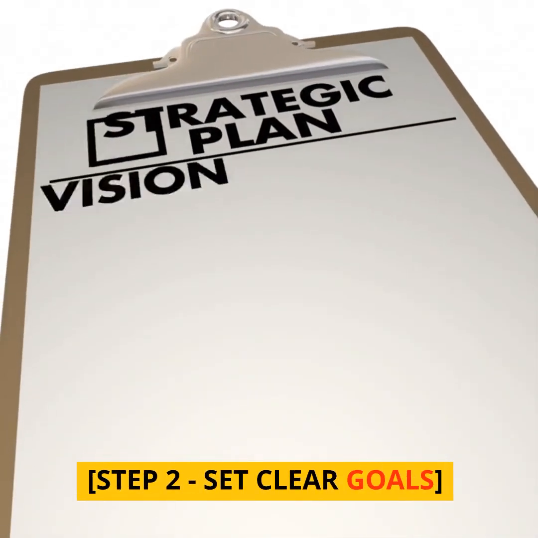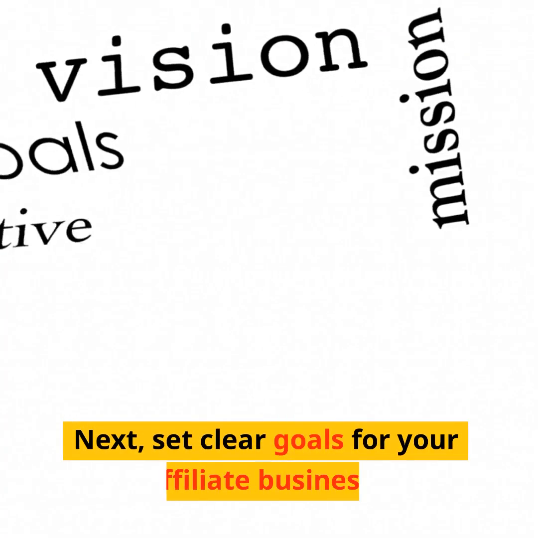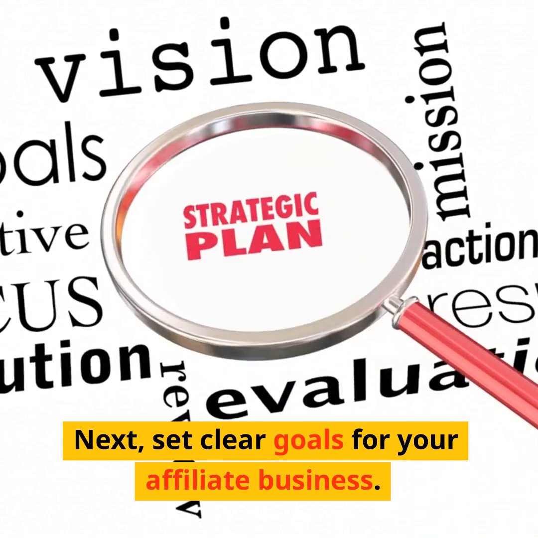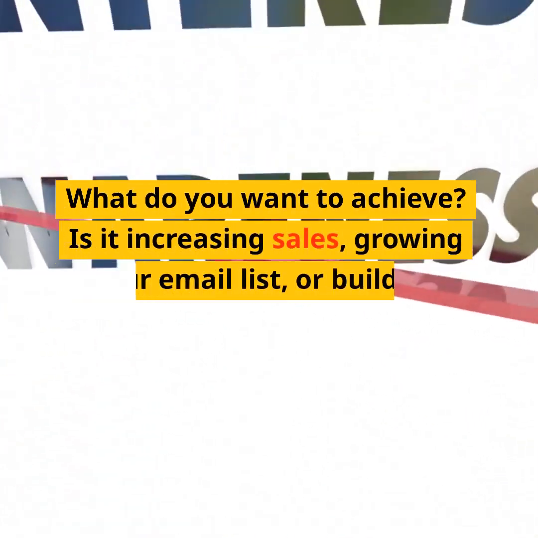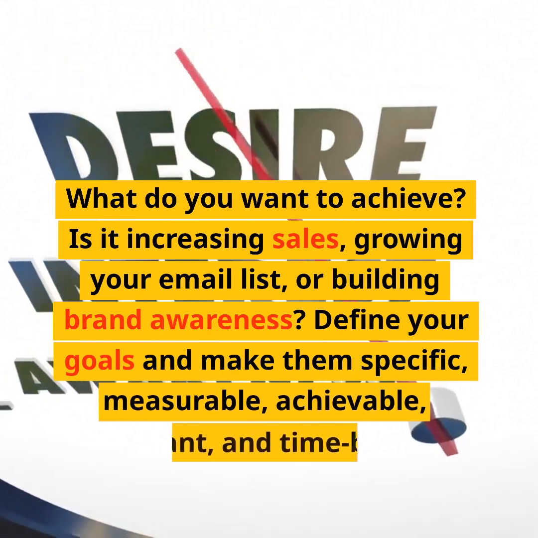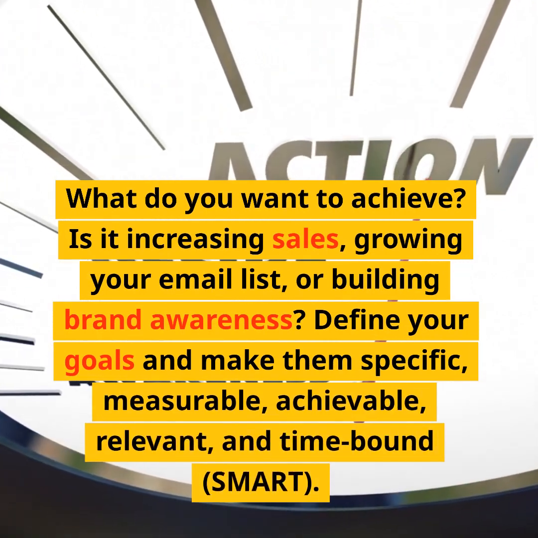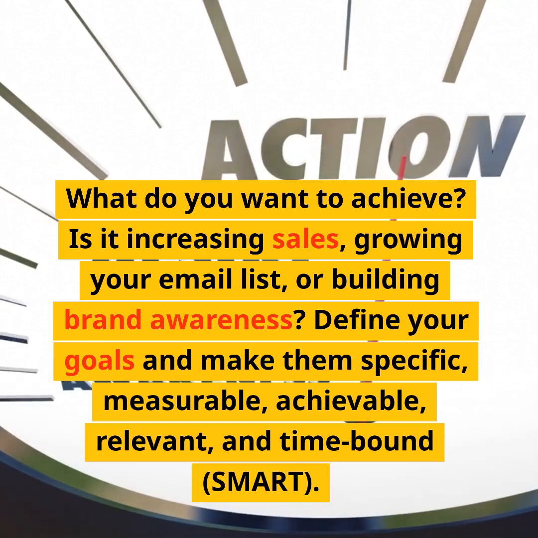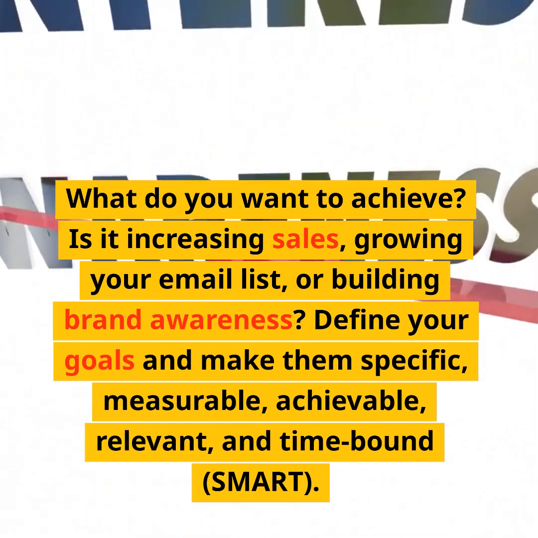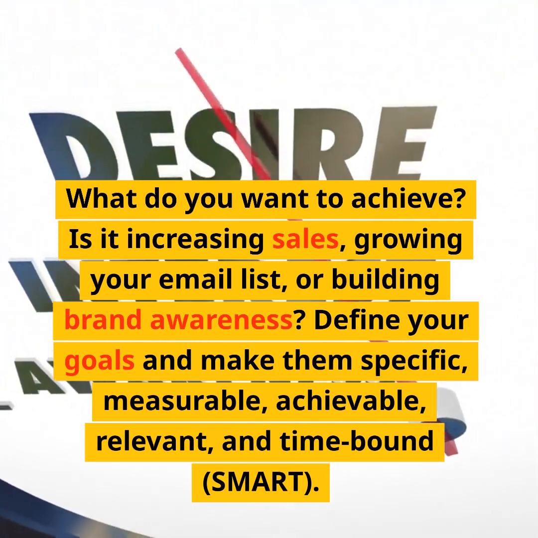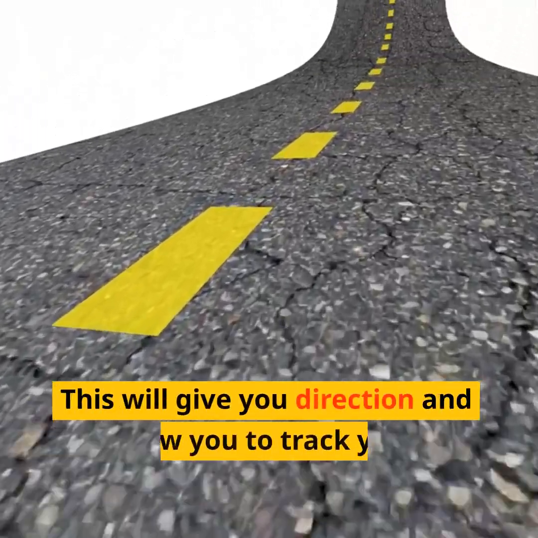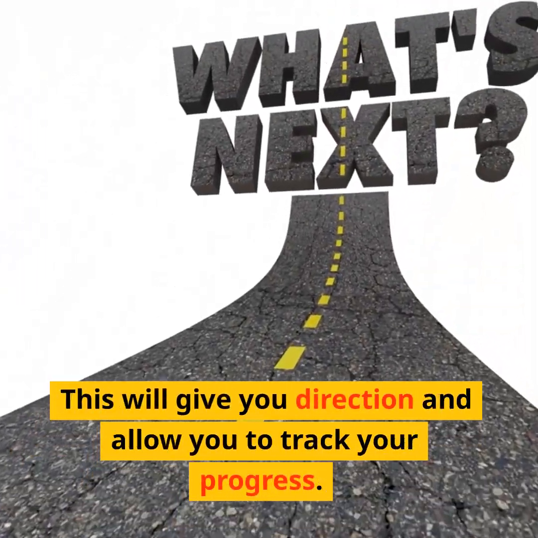Step 2. Set clear goals. Next, set clear goals for your affiliate business. What do you want to achieve? Is it increasing sales, growing your email list, or building brand awareness? Define your goals and make them specific, measurable, achievable, relevant, and time-bound. SMART. This will give you direction and allow you to track your progress.